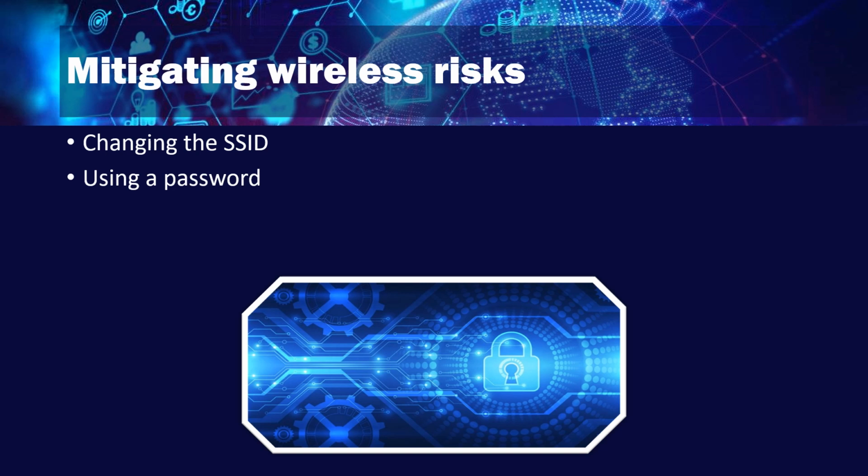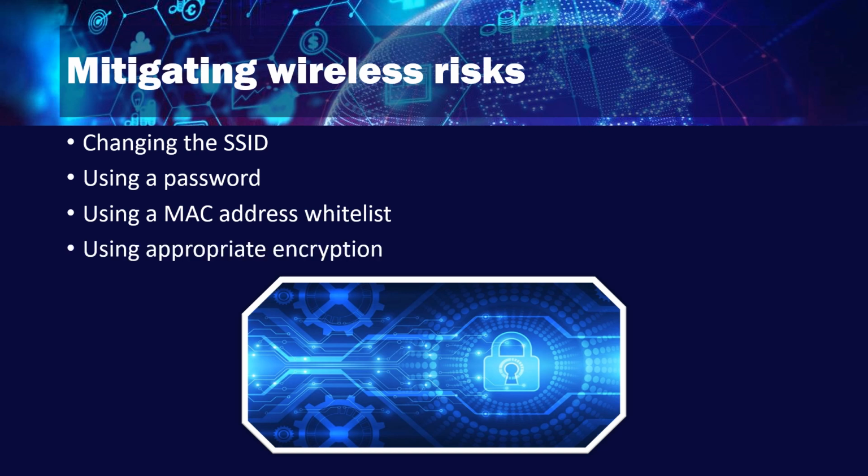For businesses, they might consider what's called a MAC address whitelist. This is where they provide the MAC addresses of all the devices that they want to allow on the network, and if any device that doesn't have one of those MAC addresses tries to join, it will not be able to join the network. Using appropriate encryption on a wireless network will mean that if data is intercepted by a hacker, it won't be able to be read or understood. This will make the wireless network safer.